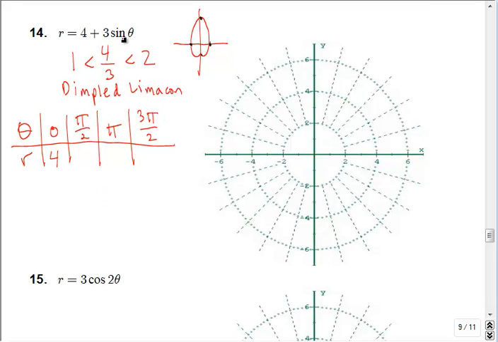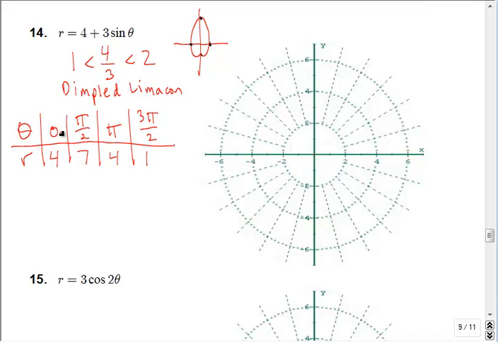At pi over 2, sine goes to 1, and 3 times 1 would stay 3. 4 plus 3 would be 7. At pi, sine is back to 0 again, so 3 times that would stay 0, and 4 plus 0 would be 4. And finally, at 3 pi over 2, we have sine is -1, and 3 times -1 would be -3. 4 plus a -3 goes down to 1. So these are going to be the 4 points that we're going to plot.